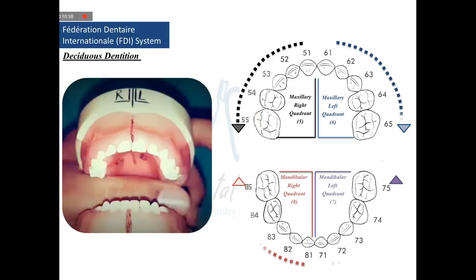So always the first digit, as we have been discussing, is representing the quadrant number. Now finally coming on to the last quadrant, that is the mandibular right quadrant.